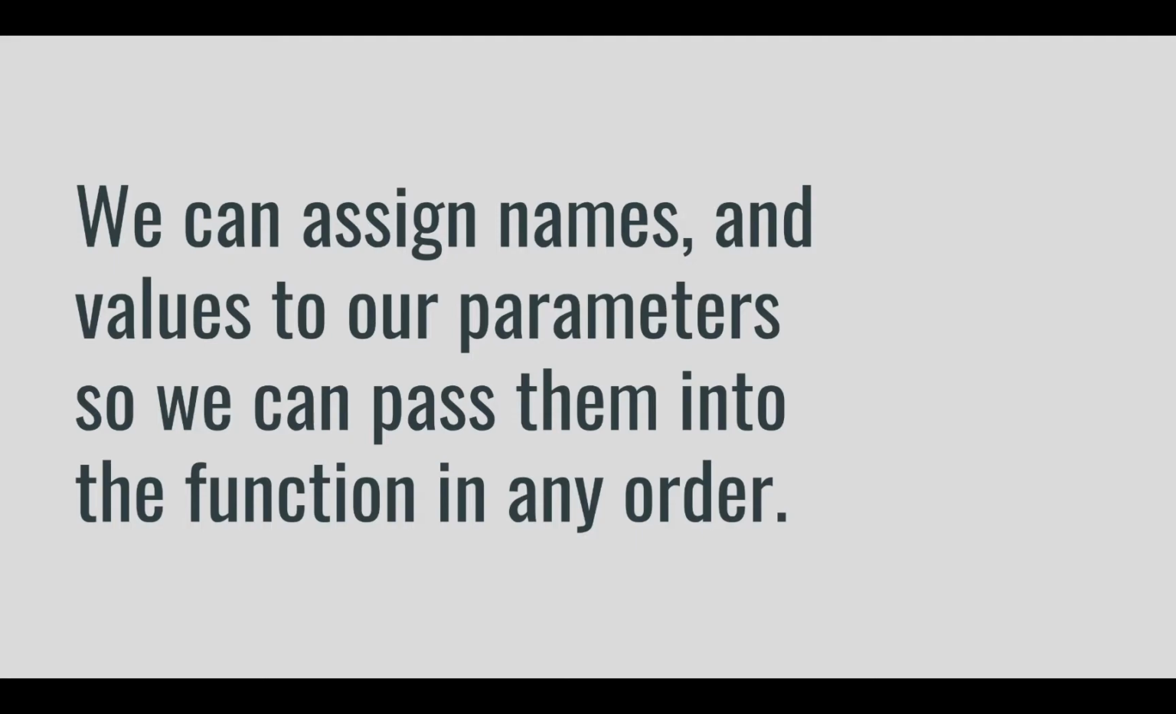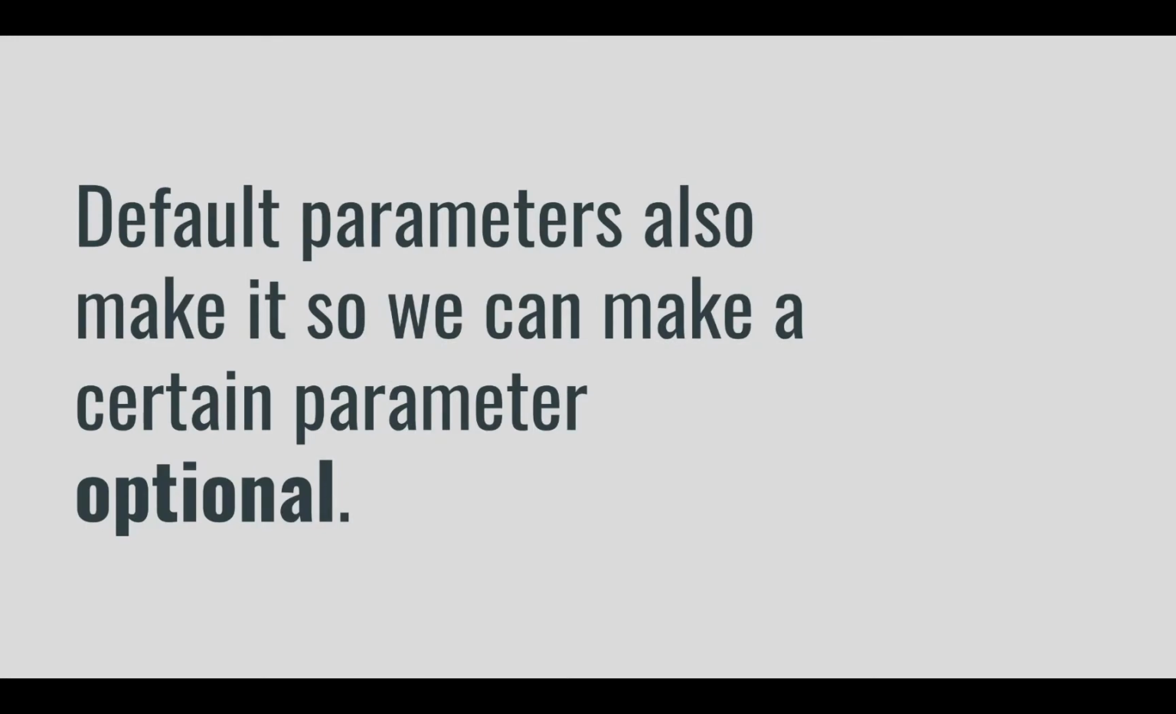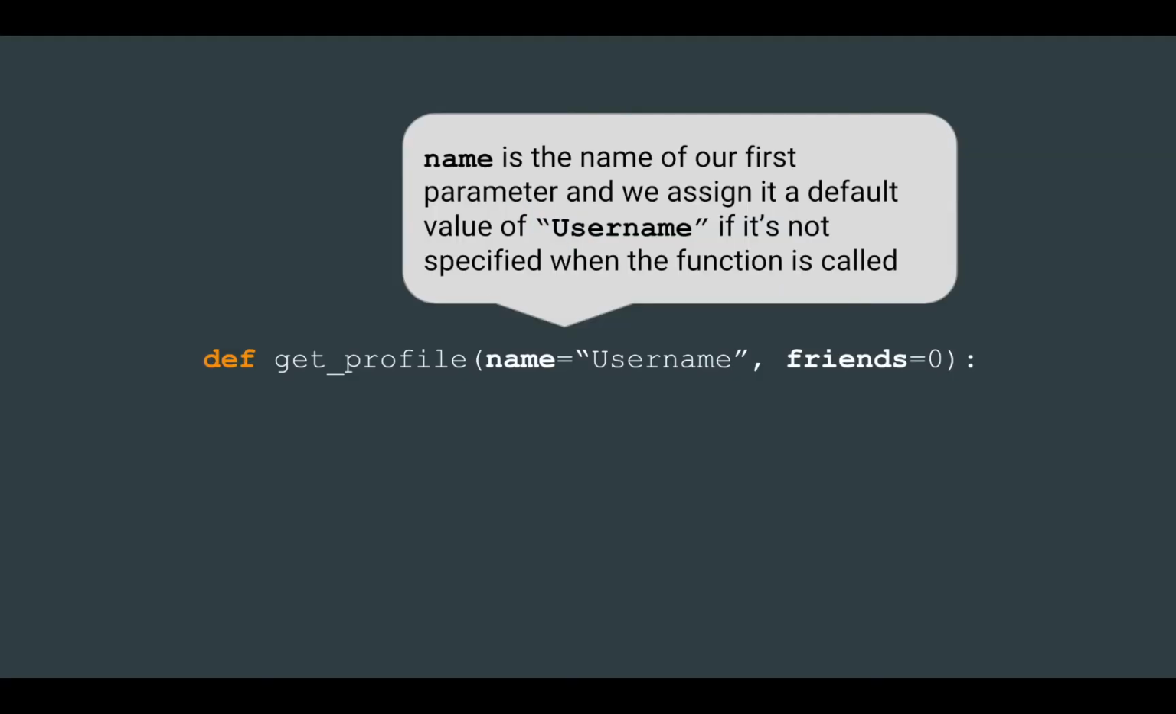So how can we fix this? Well, we can use what's called default parameters, and these are really useful in Python. We can assign names and values to our parameters so we can pass them into the function in any order we want, and we can also make default parameters so that a certain parameter can be optional. To make these have default values, we can simply type the name of the variable followed by an equal sign and the default value we want to use. So if this function gets called and a username isn't passed in, it's going to default to this value. Name is going to be defaulted to the string username. Friends, if it's not specified, is going to be set to 0.